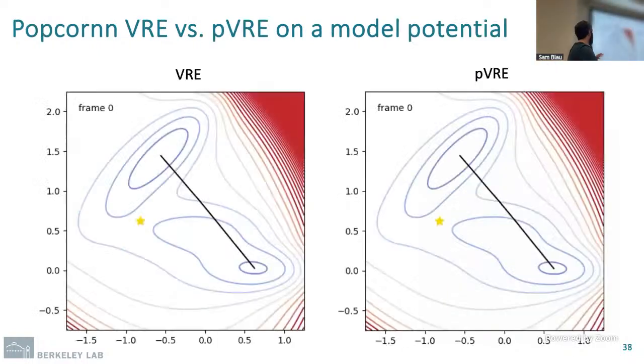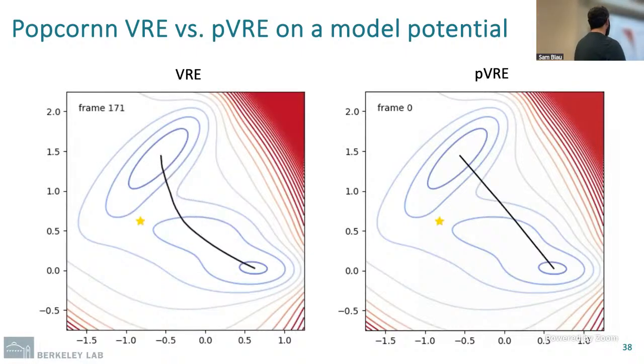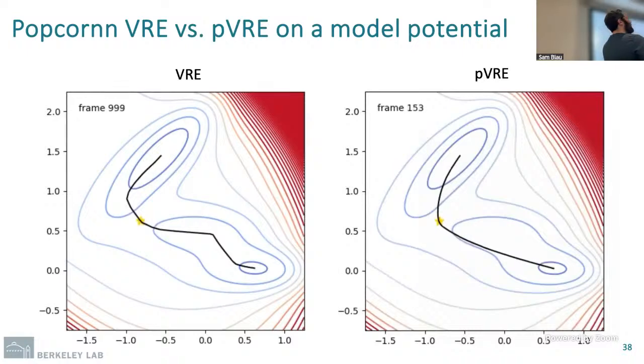So now on a model potential, right? We're going to do VRE versus PVRE just to see which one works better. So we're going to watch VRE, and it's trying to find the minimum energy path. It got to the transition state around the 300th iteration, but you could see it was kind of struggling, right? It was struggling to climb the hill. PVRE, boom. You're there, right? It just slides right up to the transition state.